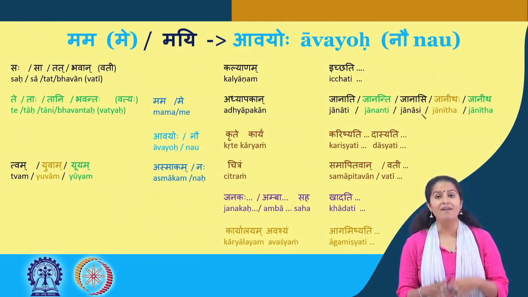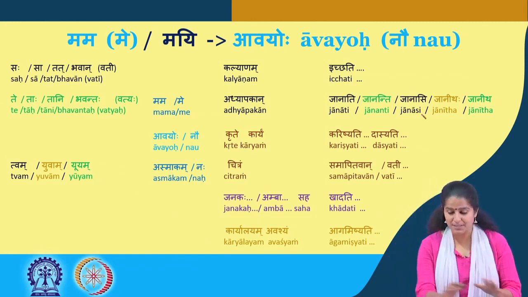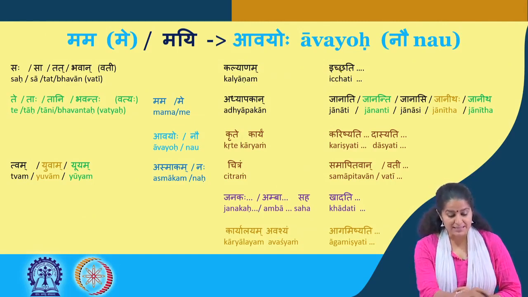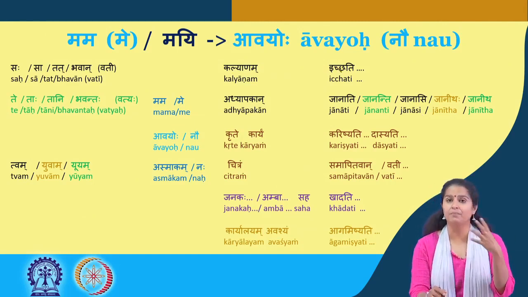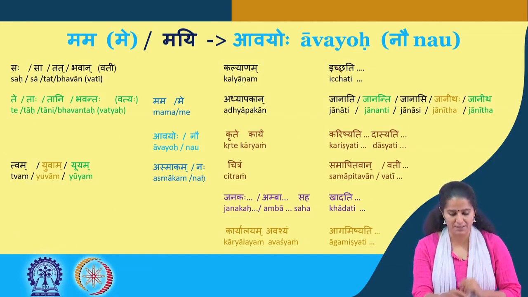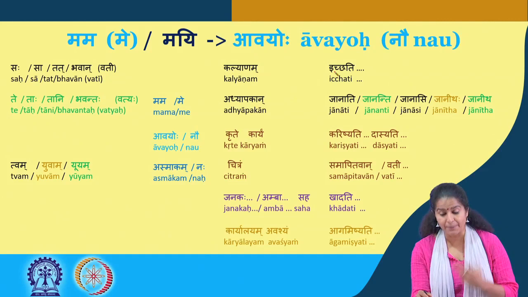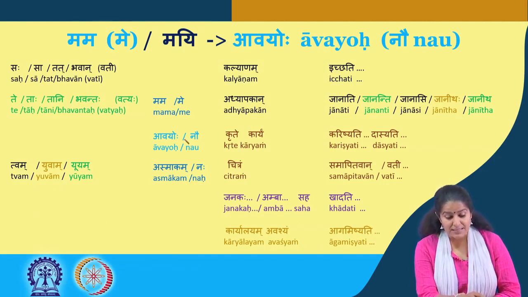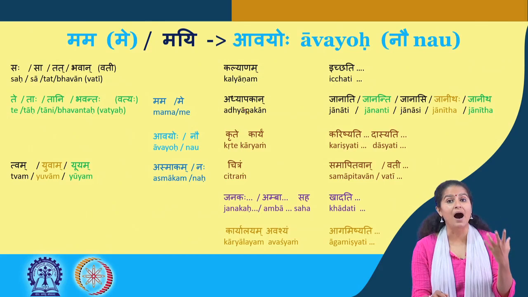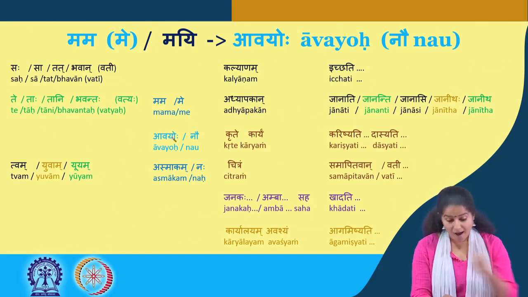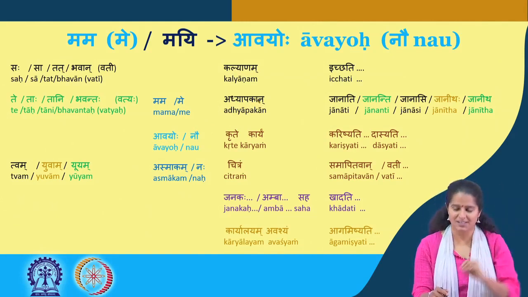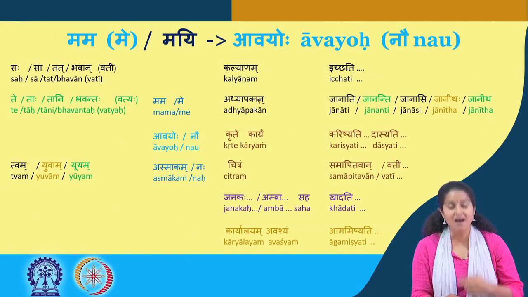Okay, so let's move on to the next one, which is the mama or me and mai. And here we have avayoho, the same word. So similarly, you have saha mama kalyanam ichhati, saha avayoho kalyanam, which also means mangalam, shubham, they're all synonymous. Saha avayoho kalyanam ichhati, saha asmakam kalyanam ichhati. Uttamam.